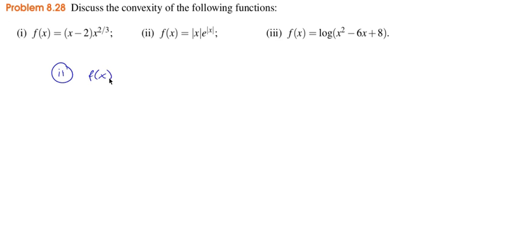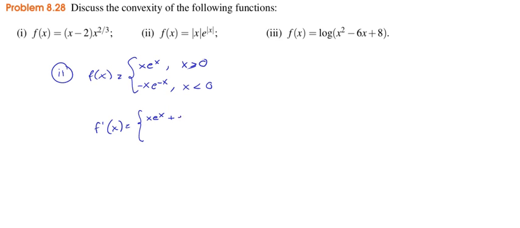Okay, let's do the second one. Let's write it in parts. So this is x times e to the x when x is greater than or equal to 0, and minus x times e to the minus x when x is smaller than 0. Now let's compute the derivative. The derivative of this is x e to the x plus e to the x when x is greater than 0. We don't care if it's differentiable at 0 or not.